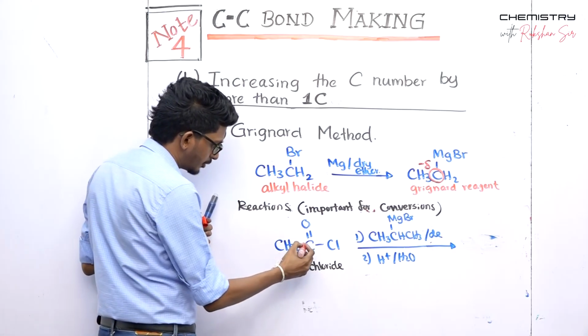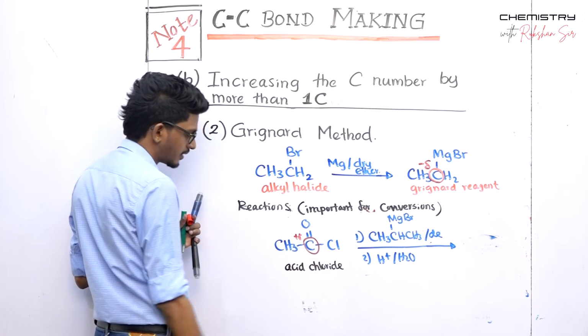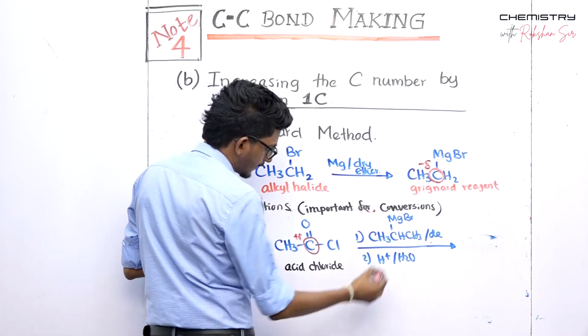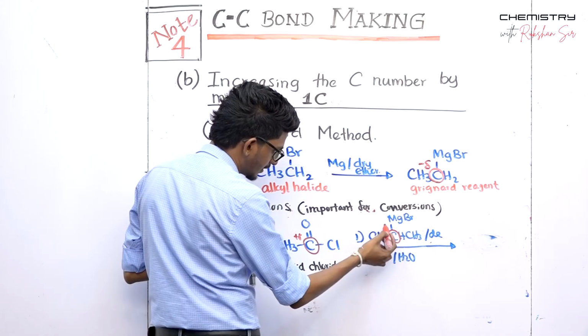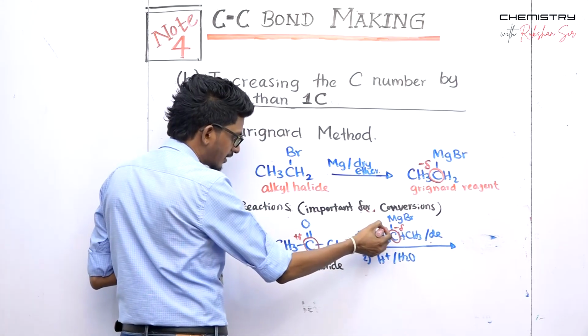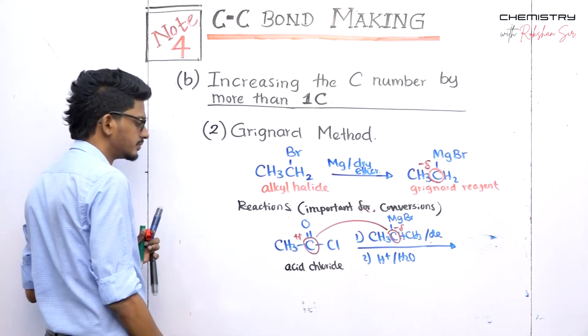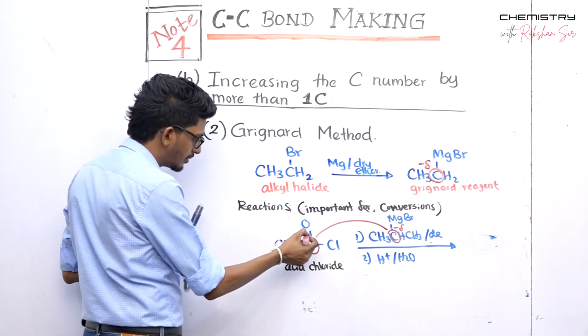Here this carbon is positive because the electrons are attracted towards the oxygen. This carbon is negative because the magnesium-carbon electrons are attracted towards this carbon. So the negative carbon will be attracted towards the positive carbon. There, the weakest bond will break first of all.